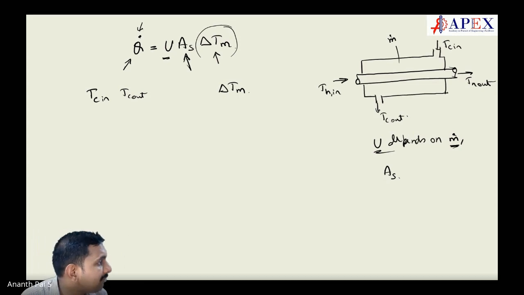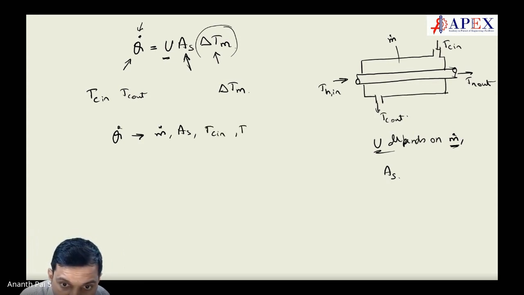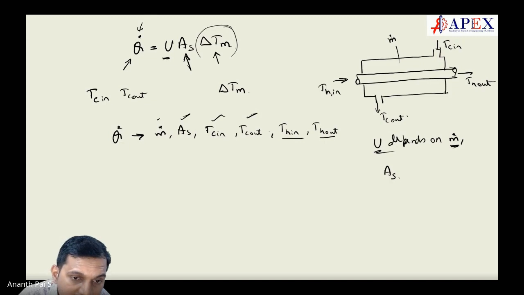So there are multiple factors here. Always I'll tell you, Q dot depends on what? M dot, AS, and TC in, TC out, right? It may depend on TH in and TH out. Obviously it depends. If we fix these two, then what are the variables? The variables are these. So many variables we have to change.